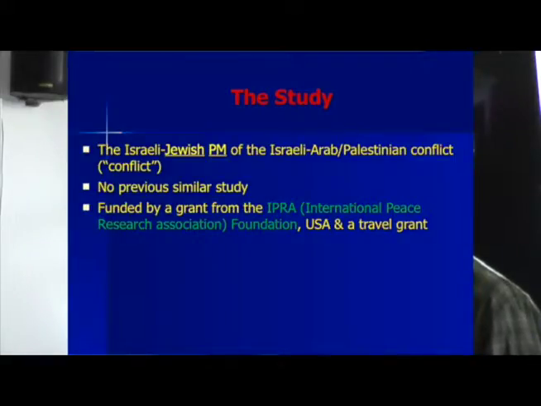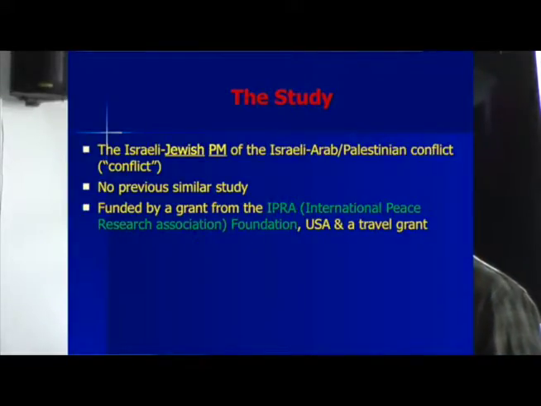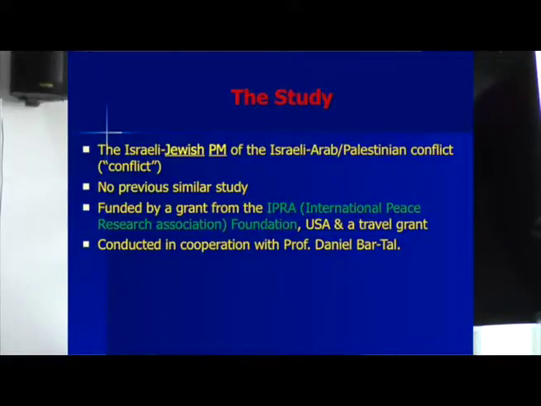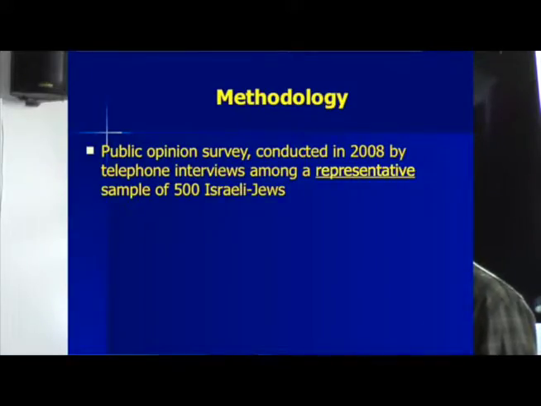It was funded by a grant that I got from the IPRA, International Peace Research Association Foundation, USA, and they also sponsored my arrival to this conference. And it was conducted in cooperation with a scholar that some of you, of course, might know, Professor Daniel Bar-Tal from Israel. So with regard to the methodology, we conducted the public opinion survey in 2008 through telephone interviews among a representative sample of 500 Israeli Jews. Representative means that the findings I'm telling you now are representative of largely the entire Jewish society in Israel.